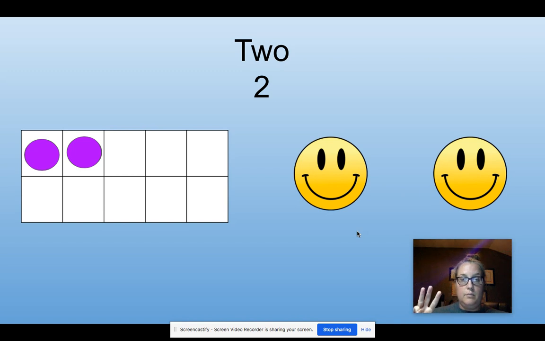So now we're going to look at the number 3. So if I look at the number 3, what do you think is going to happen? If I had 2 and I'm going to go to 3, how many dots do you think are going to be on my 10 frame? Let's see if you're right.